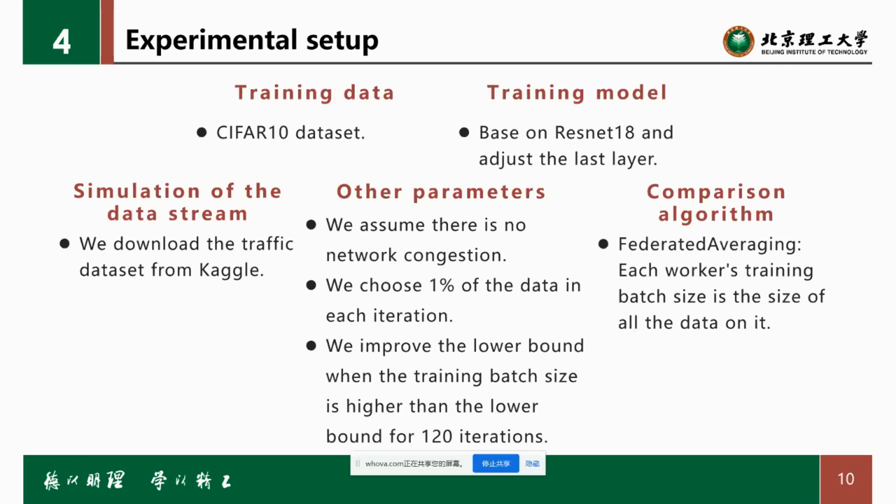In the batch size bound update module, we increase the lower bound when the training batch size is higher than the lower bound for 120 iterations. We compare our method with federated averaging, and in the comparison algorithm, each worker's training batch size is the size of the data on it.